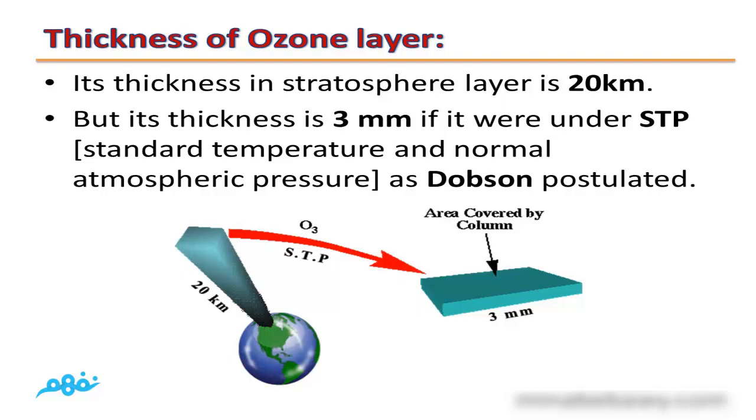We know that the pressure on Earth is about 1000 times stronger than the pressure at the stratosphere. So if ozone layer is put under the normal atmospheric pressure, its thickness will decrease from 20 km into only 3 mm under standard temperature and normal atmospheric pressure.